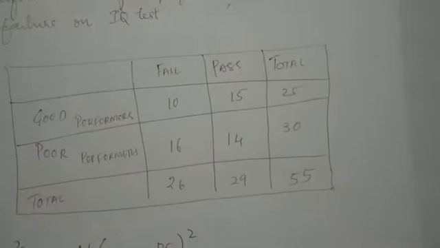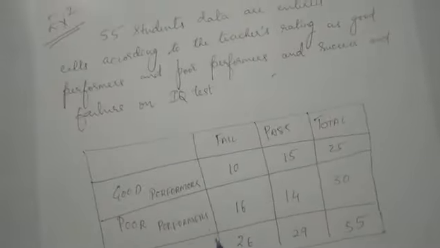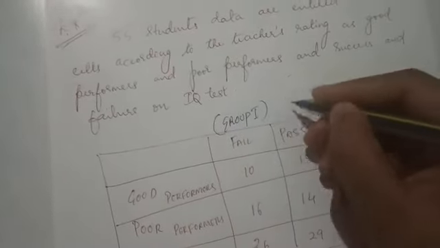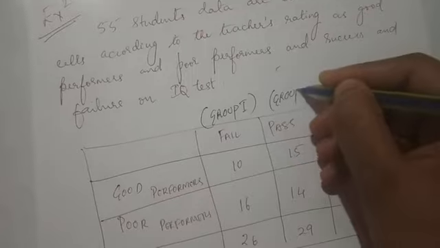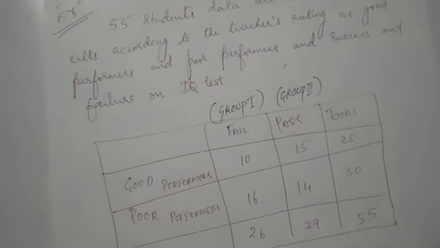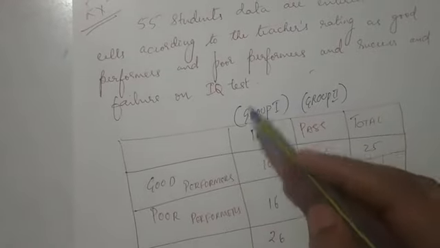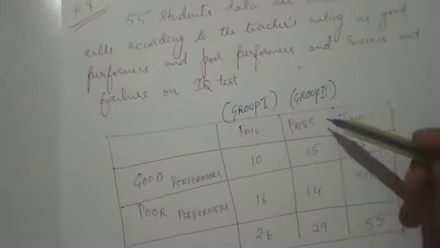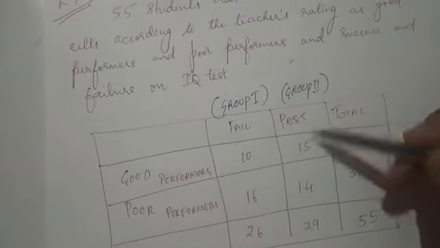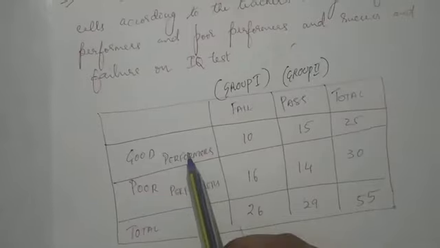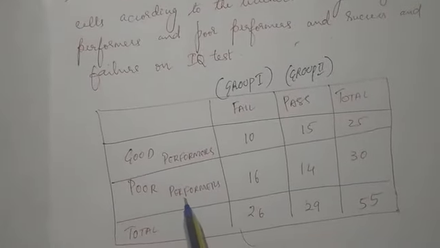So these scores are based on the IQ tests. We have good performers, we have poor performers, and fail is group 1 and pass is group 2. So this is group 1, this is group 2. You can understand they have named group 1 as fail. Those who fall under the fail category are under fail, those who pass are under the pass category. These are 2 different groups.